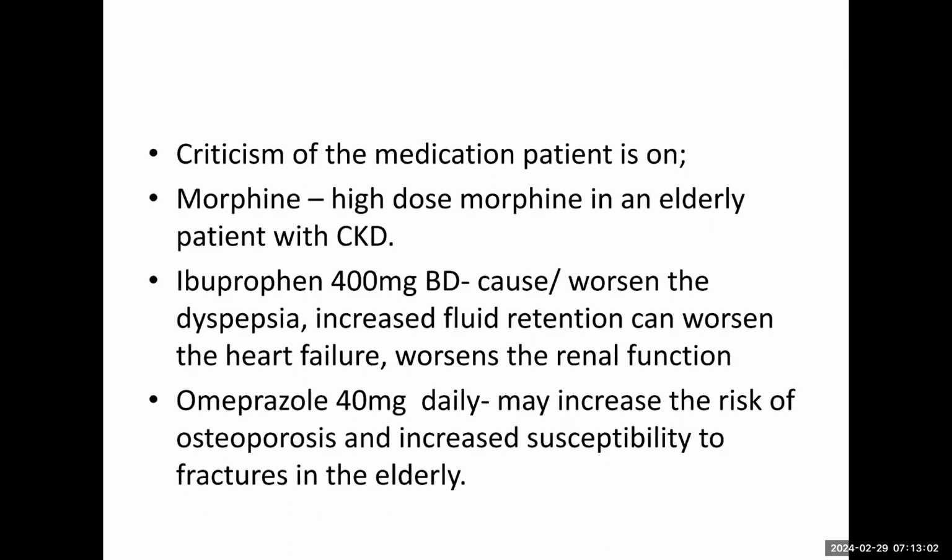Criticism of the medication the patient is on. Morphine. The patient had high dose morphine as an elderly patient. Using the oral solutions, it's true that patients can get up to 10 to 20 milligrams 4-hourly, depending on the severity of pain. But in elderly people who are susceptible to increased adverse effects of opioid medication, it would have been better to give them lower doses and increase the dosing intervals instead of the 6-hourly. Ibuprofen 400 milligrams BD.